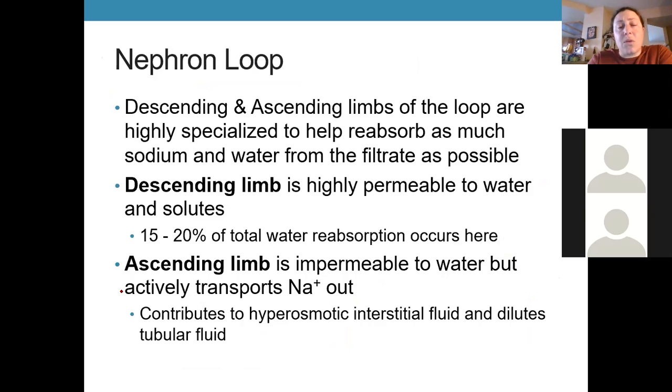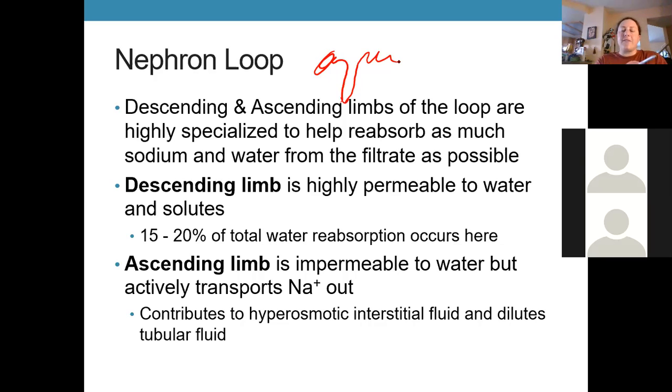All right, so that takes us to the next part, which is the nephron loop. So the nephron loop has two components. It has a descending limb, which is the first part that goes from the proximal convoluted tubule down into the medulla of the kidney. And then the ascending limb goes back up towards the cortex and then turns into the distal convoluted tubule.